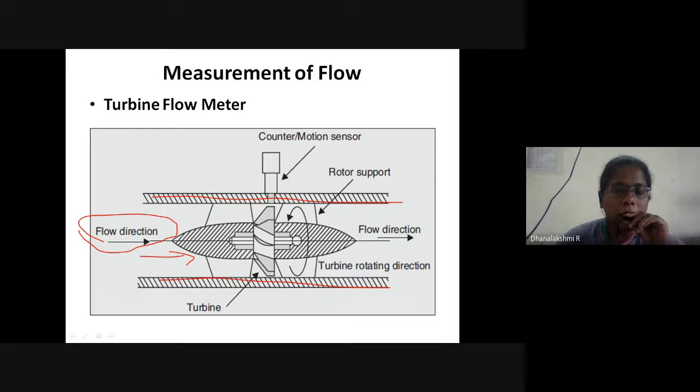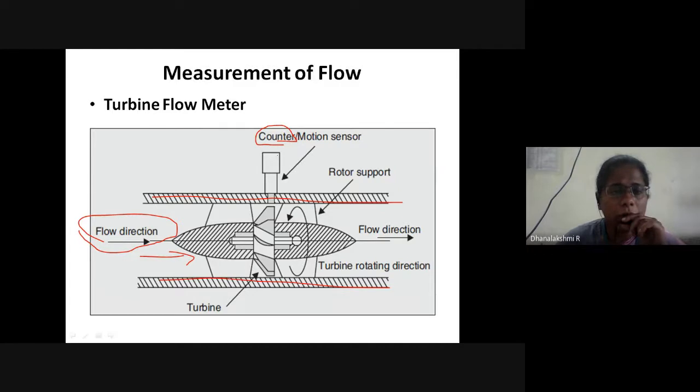Along with the turbine setup, a magnet is attached, and it's actually a magnetic pickup coil type turbine flow meter. It has a magnet and a pickup coil, and the pickup coil is connected to the counter, so it will be counting the number of pulses.